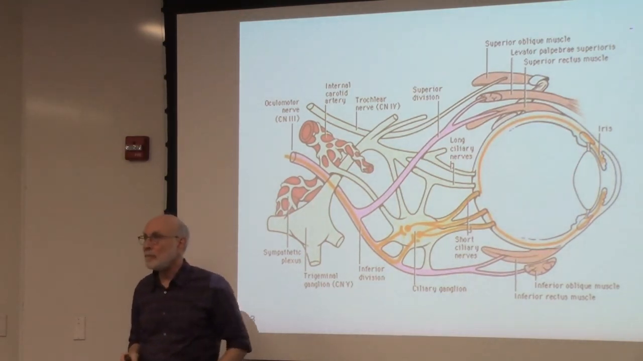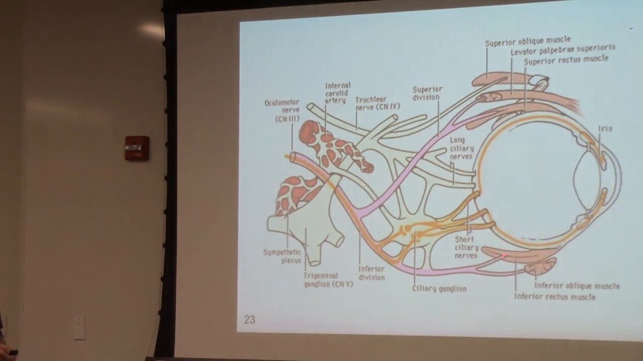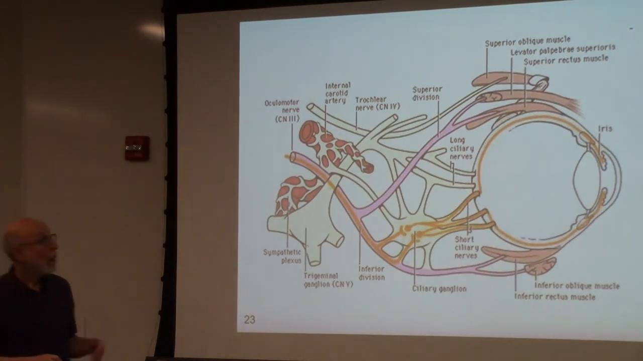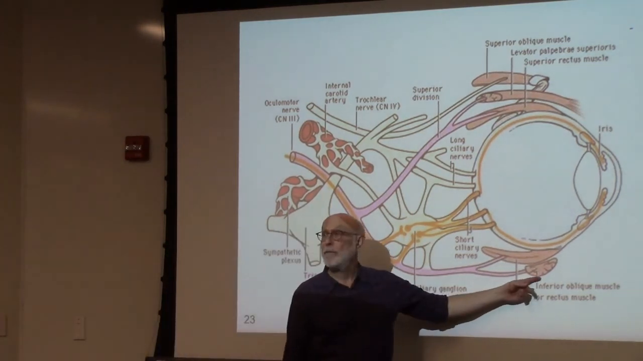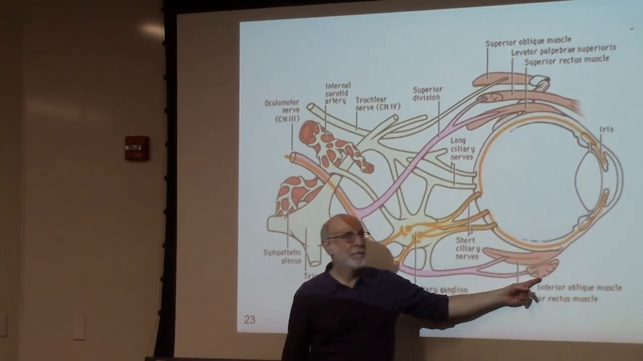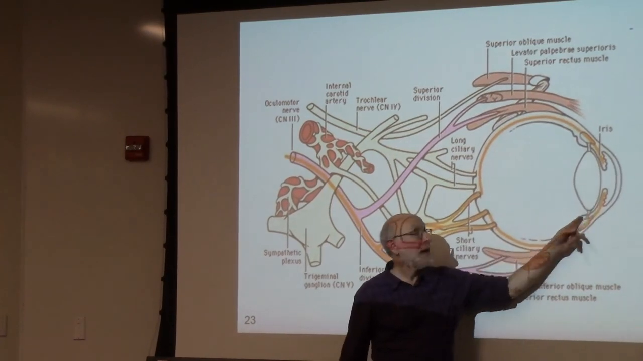Yeah. Can you quickly reiterate which nerve again? Okay. The oculomotor nerve innervates the superior rectus, the inferior rectus, the medial rectus, oh, and I forgot to say, the inferior oblique. And the iris and the ciliary muscle.